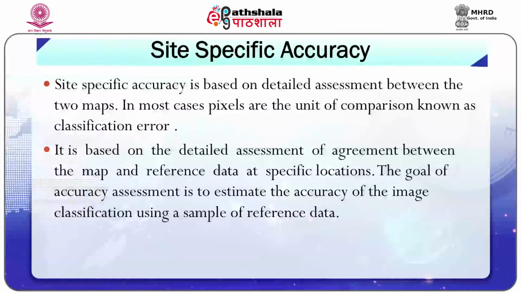Now, after non-site specific accuracy, we will discuss site-specific accuracy. It is based on the detailed assessment of agreement between the map and the reference data at a specific location. The goal of accuracy assessment is to estimate the accuracy of image classification using a sample of reference data. Site-specific accuracy is based on detailed assessment between the two maps. In most cases, pixels are the unit of comparison, where classification error is the misidentification of pixels. There may also be boundary error.